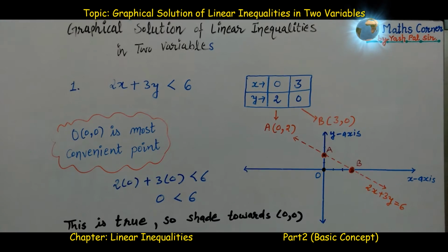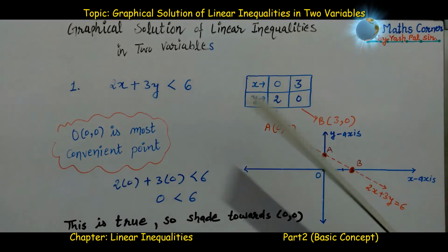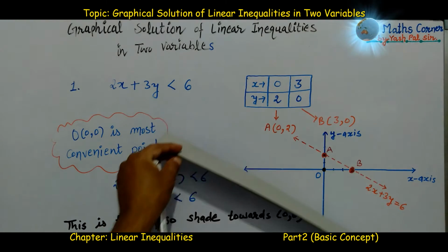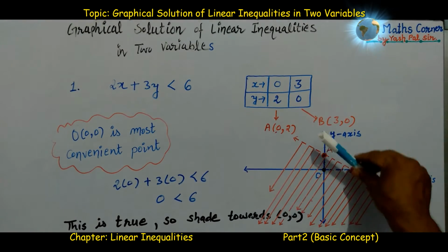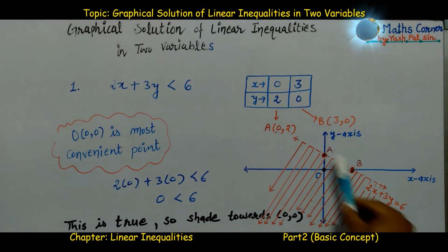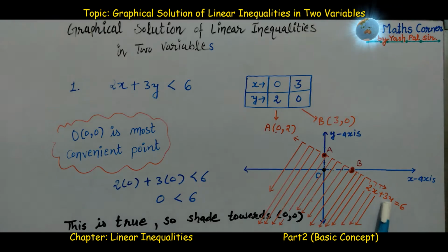Now we see that 0 is less than 6 is true. This is true. So shade towards origin 0, 0. Meaning to say, this side we are going to shade. This way we have shaded to the lower side of this straight line 2x plus 3y equal to 6.